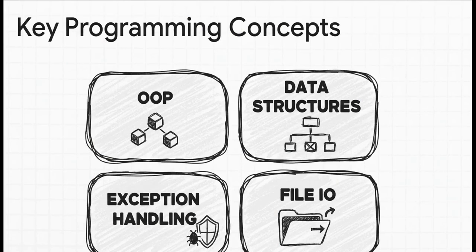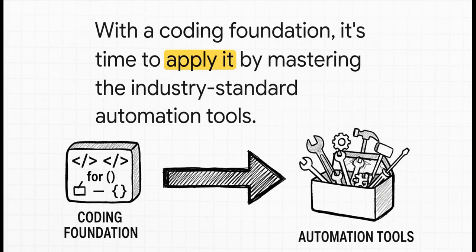But just picking a language, that's only step one. Inside that language, you've got to master the key concepts. Things like object-oriented programming, or OOP, are what help you write code that's modular and reusable. Understanding data structures, knowing how to handle exceptions gracefully, and managing file input and output, that's what turns your scripts into robust, professional programs.